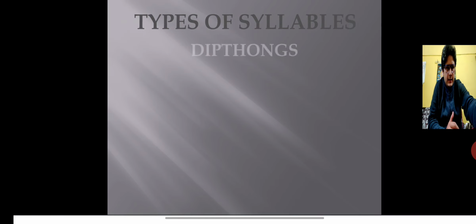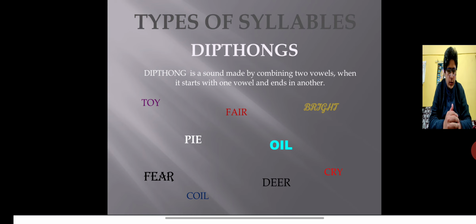Next up, diphthongs. We're done with monophthongs now. Let's talk about diphthongs. If you remember, monophthongs were sounds that were made by using a single vowel. Next up, we've got diphthong, which is a sound that is made by combining two vowels, when it starts with one vowel and it blends into the other one and then ends up there. So it's a mixture of two sounds.